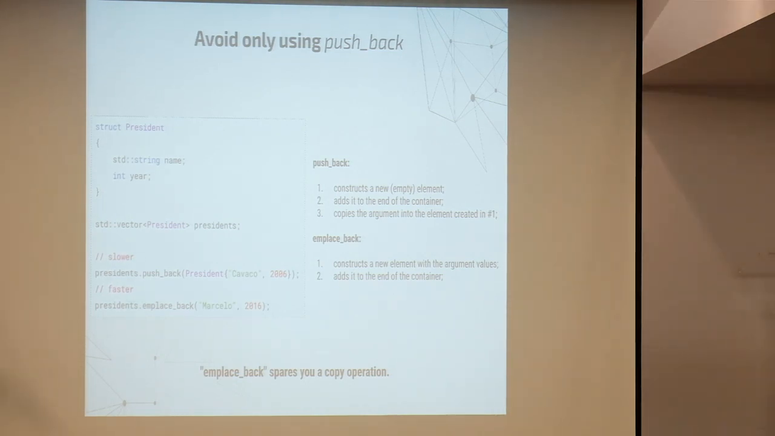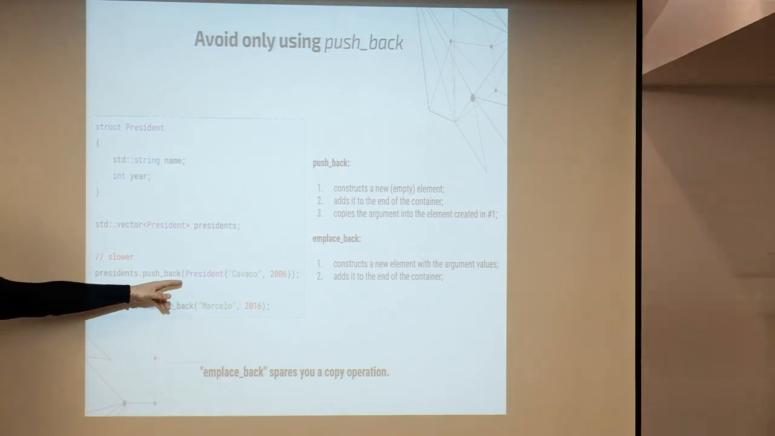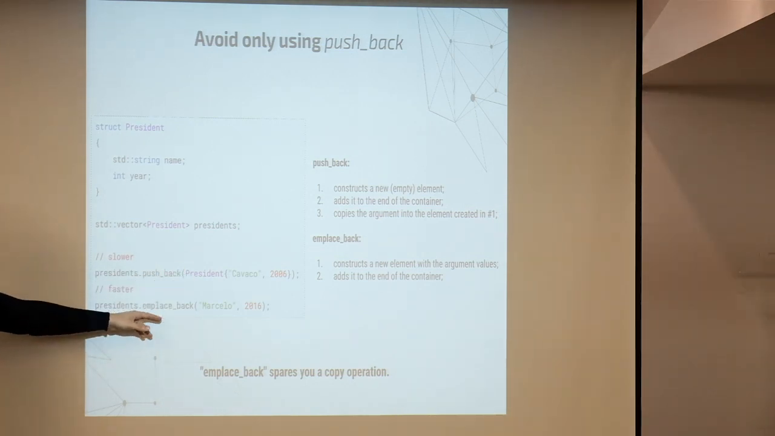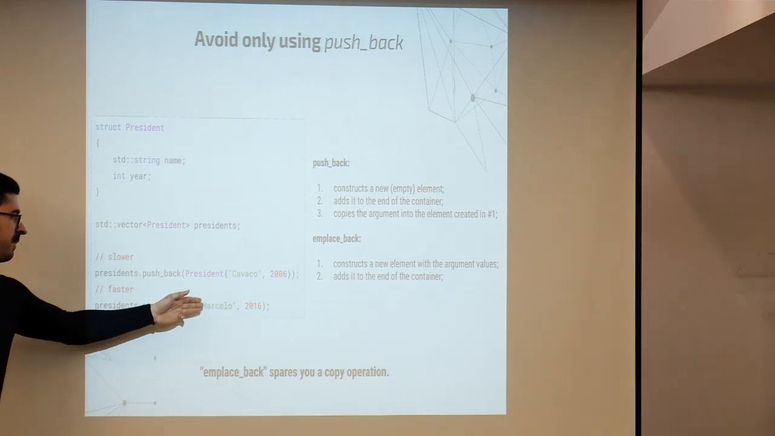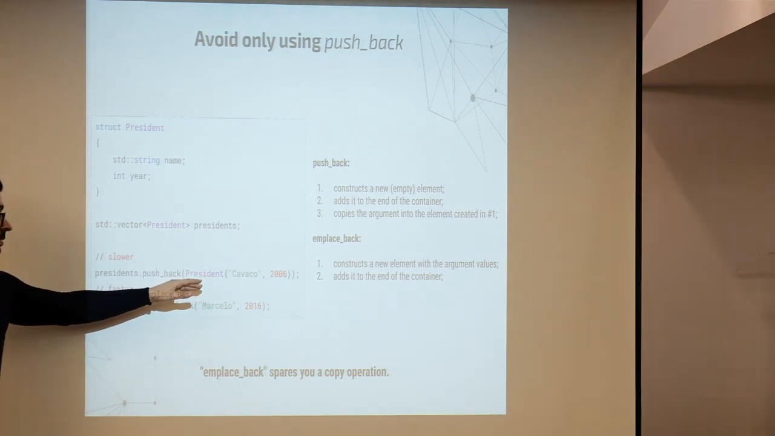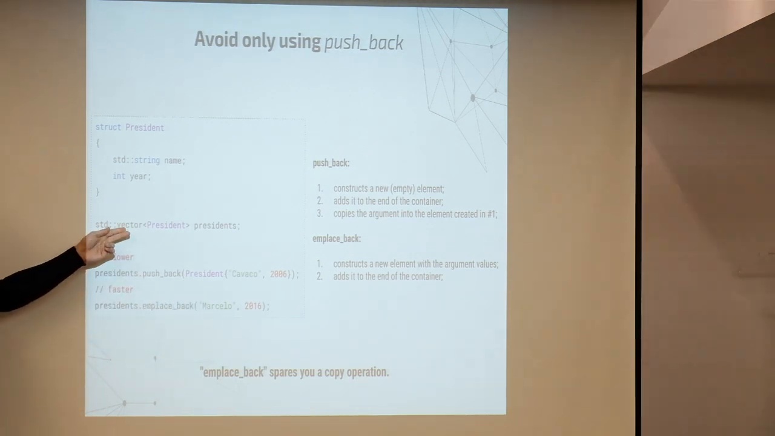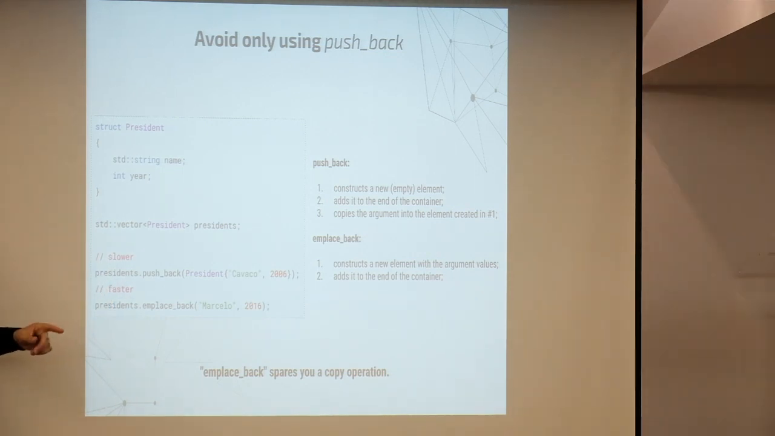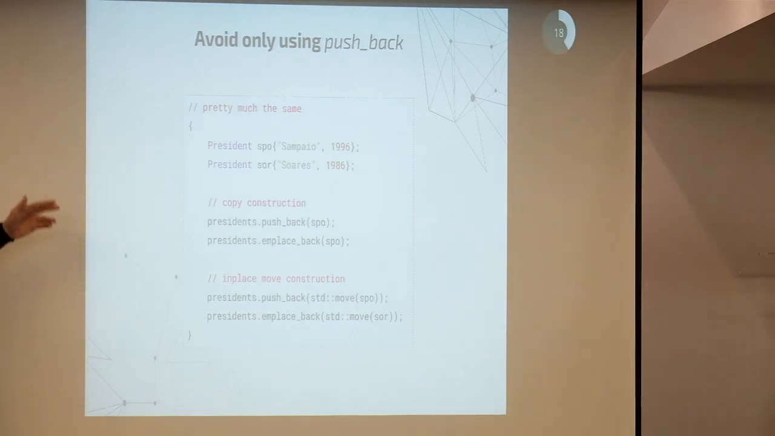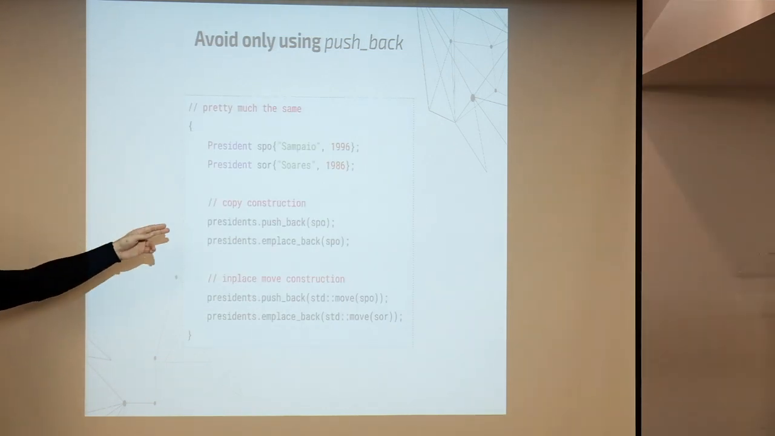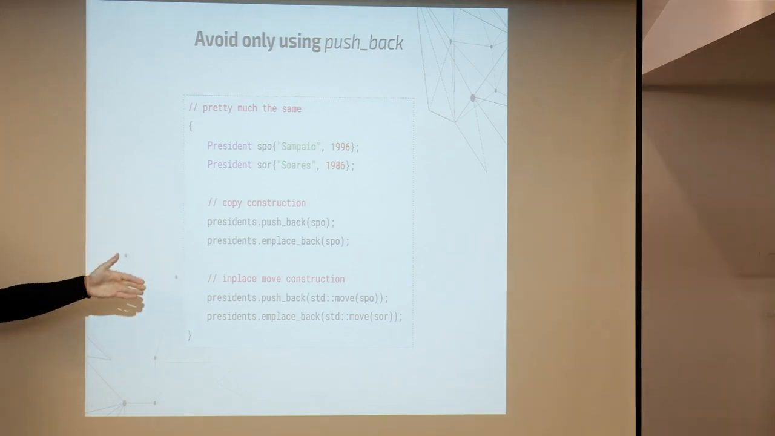Yeah, that's my point exactly. In this situation you construct a temporary object and then pass it to push_back, and here you have pretty much inlined the values of the variables that you are going to use to construct the object that will be put into your container. In this particular situation, yes, it's faster, it saves you a copy operation. But in every other situation, if you are using push_back and emplace_back with R values or L values, performance-wise it's pretty much the same.